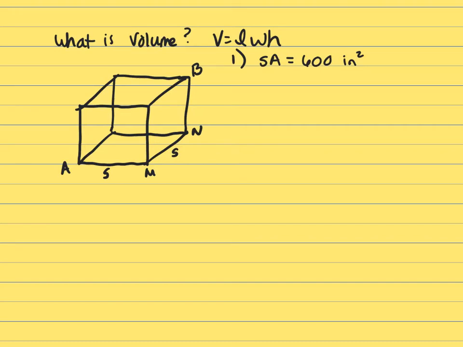Trying to figure out what the volume is. Clue 1 is the surface area. The surface area is the area of all these faces. So this cube has got 4 sides, a top and a bottom. So it's got 6 faces.